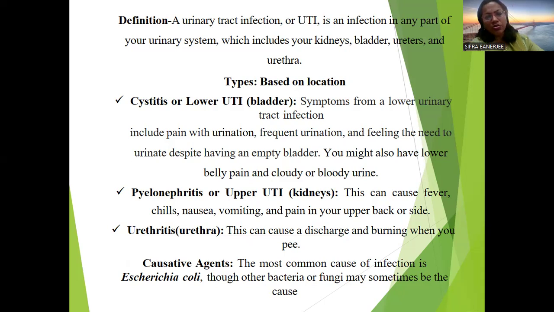In case of lower UTI, where it happens in the bladder, symptoms of lower urinary tract infection are pain with urination, frequent urination, and feeling the need to urinate despite having an empty bladder also. You might also have lower belly pain and cloudy or bloody urine. Pyelonephritis, or upper UTI, means the kidneys are affected. This can cause fever, chills, nausea, vomiting, and pain in your upper back or side also.